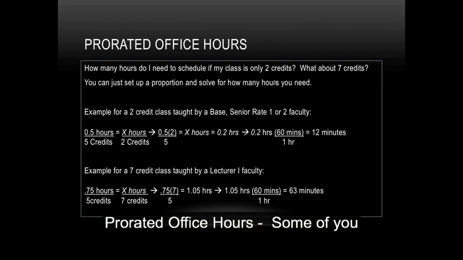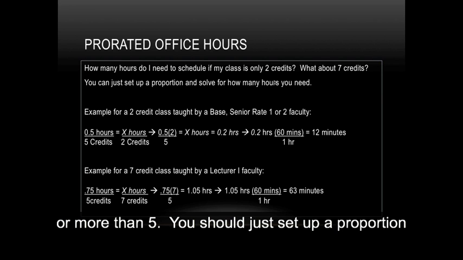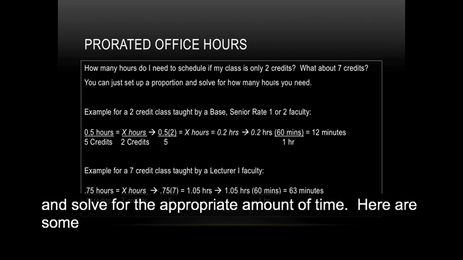Prorated office hours. Some of you may be wondering what to do if your class is less than 5 credits or more than 5. You should just set up a proportion and solve for the appropriate amount of time. Here are some examples.